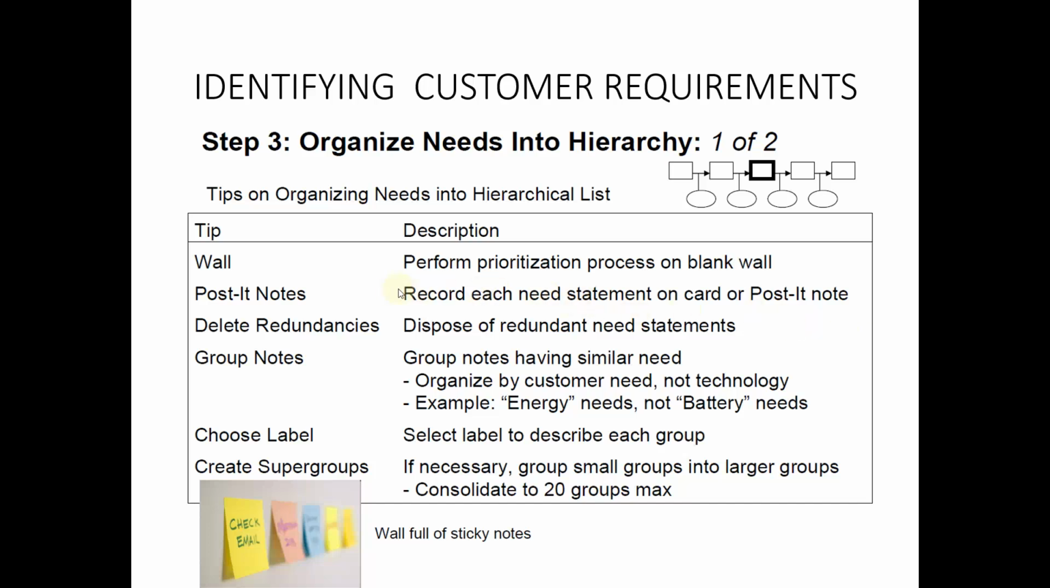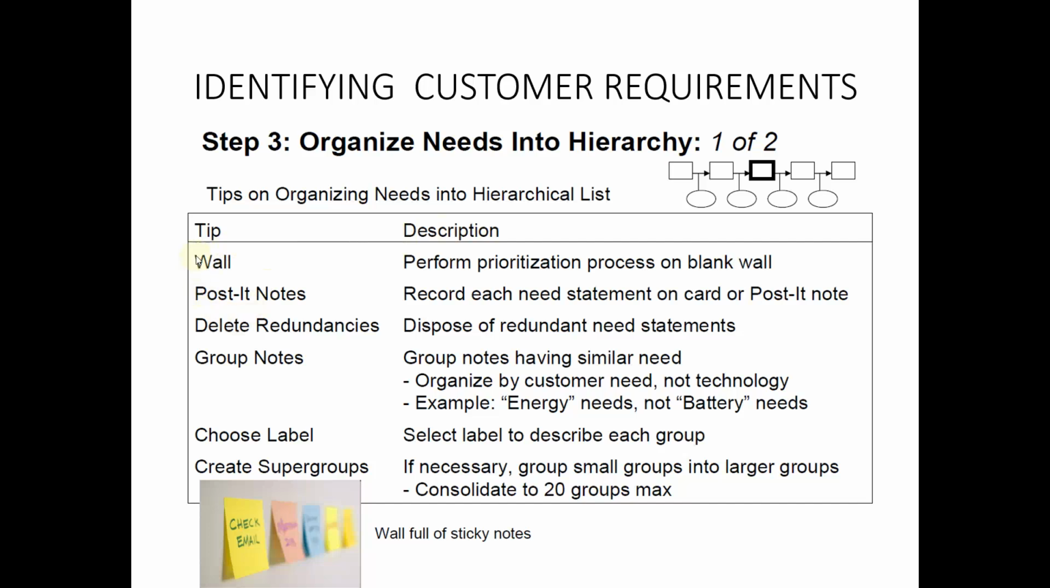Now coming to the third step, after converting the raw data into the requirements which we can understand, the third step is to organize the needs into a hierarchy. So we have collected the customer needs. Now we need to prioritize which needs need to be addressed first, or which needs need to be taken care of first. We need to assign the priority.